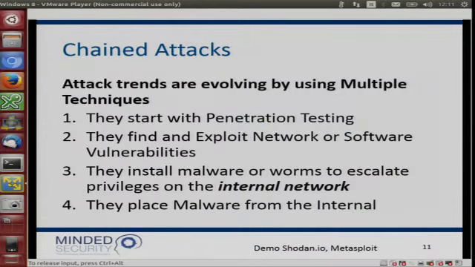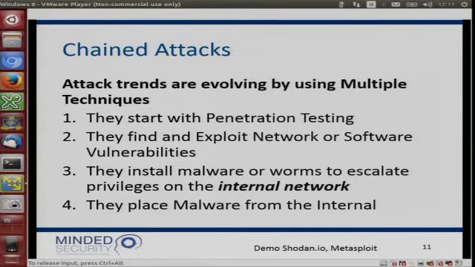What is a chain attack? A chain attack is an attack trend that is evolving and is the use of multiple techniques to breach a target and afterwards install a malware. They start with the penetration testing. They find and afterwards exploit network software vulnerabilities.